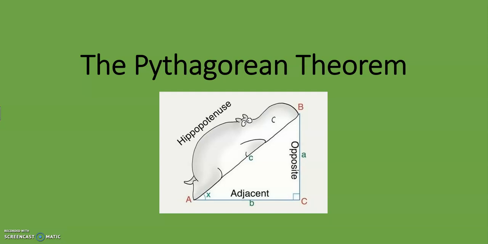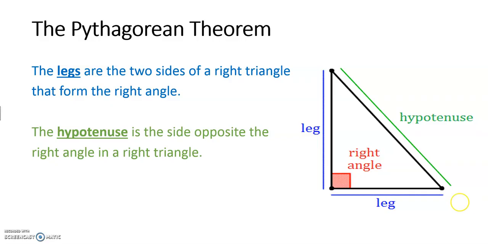Today we're going to be using the Pythagorean Theorem to find the missing side of a right triangle. But before we begin, we need to go over some of the vocabulary terms we use when dealing with the Pythagorean Theorem. First of all, the Pythagorean Theorem only works on right triangles. That means one of the angles measures exactly 90 degrees, and this little square here lets us know that this is a right triangle.